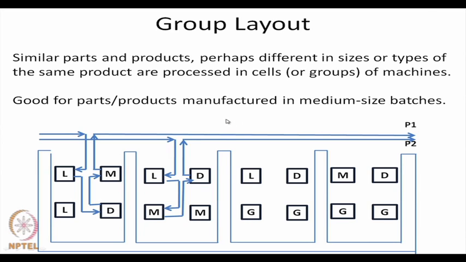In this case, different products, say P1 and P2, they have similar sequences, but not exactly the same sequence of operation. Say for product 1, P1, the sequence could be lathe, drilling machine, milling machine and then goes back. Whereas, in case of product 2, it could be lathe and then milling machine, then drilling machine and then goes back. So, these are arranged in groups or cells. This sort of manufacturing is also known as cellular manufacturing, and the layout is in the form of group layout or in the form of cells.